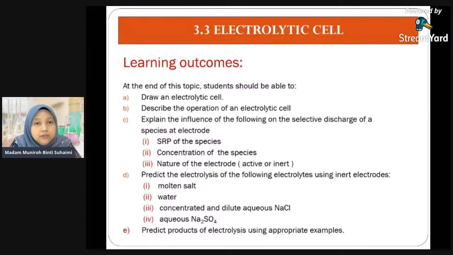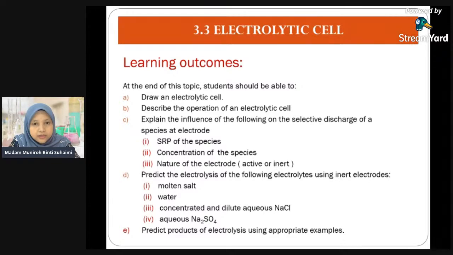Okay, next we will discuss the electrolytic cell. The learning outcome: at the end of this topic, students should be able to draw an electrolytic cell, describe the operation of an electrolytic cell, and explain the influence of the following on the selective discharge of species at the electrode: the SRP of the species, the concentration of the species, and the nature of the electrode, whether the electrode is active or inert.